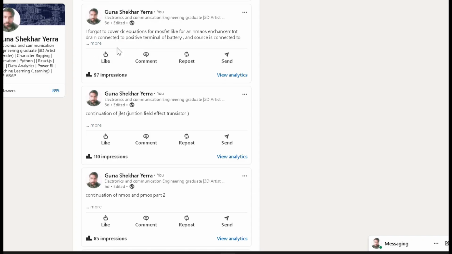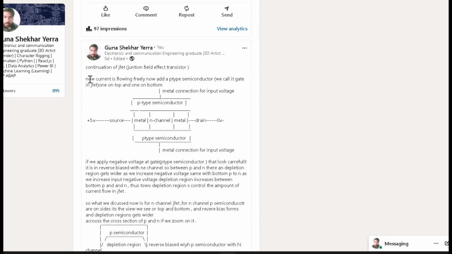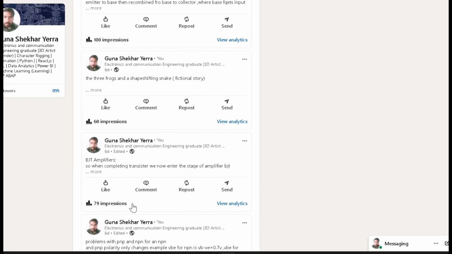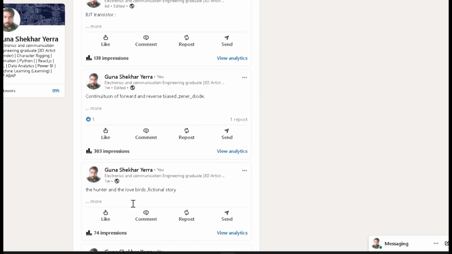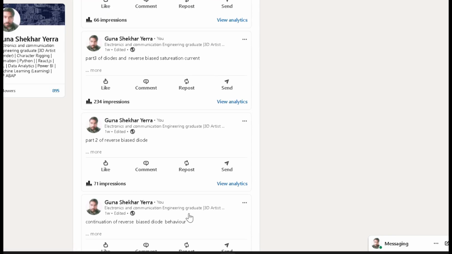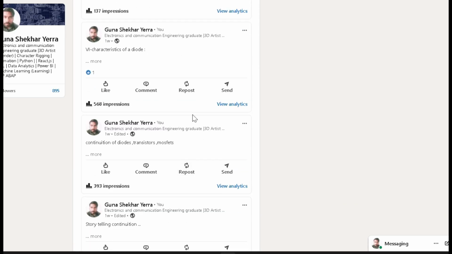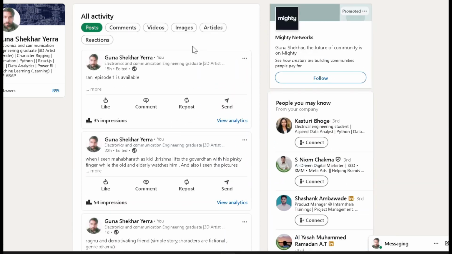I have posted so many: continuation of op-amp, JFET amplifiers, DC equations for a circuit. I have these equations here, drain-source, and explaining junction field effect transistors.